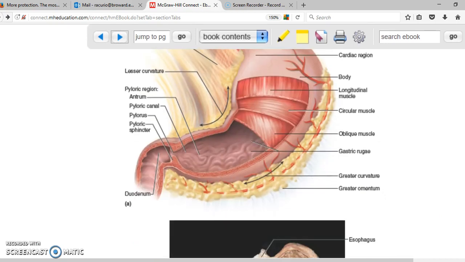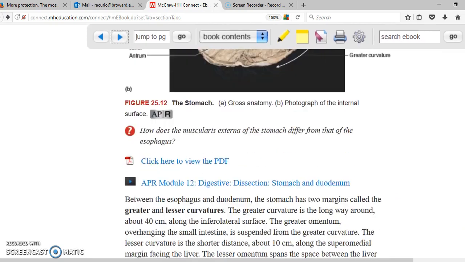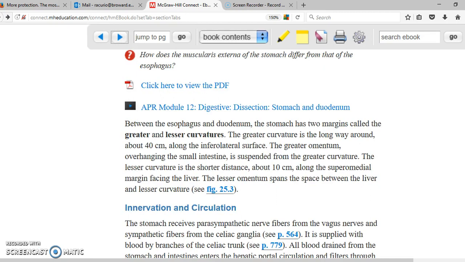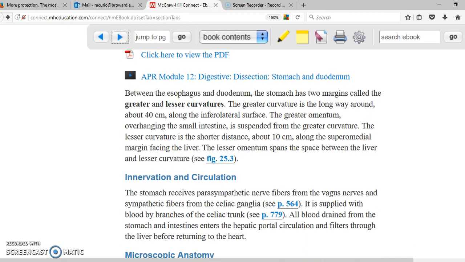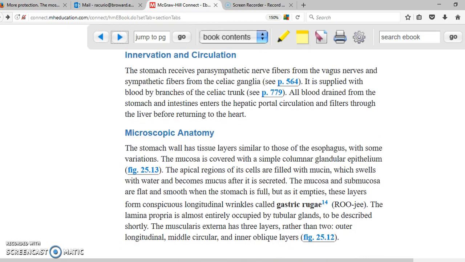Let's keep scrolling down. After the stomach, obviously, that's where the small intestine starts. The first part of the small intestine, as you can see here, is the duodenum. Let's keep scrolling down. Have the stomach in there again. Greater and lesser curvature. Innervation is given to you by the autonomic nervous system, parasympathetic and sympathetic, especially the parasympathetic by the vagus nerve, and the celiac ganglia for the sympathetic.